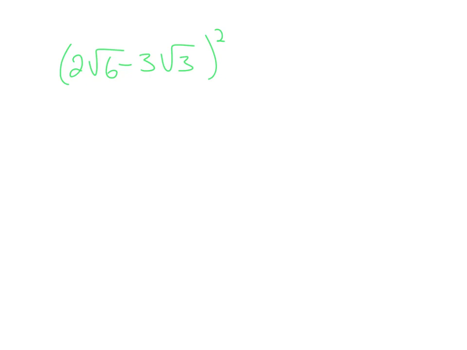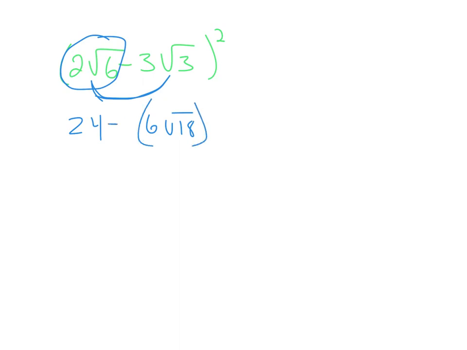All right, so we know that really it's going to be this term times itself, right? So root 6 times root 6 is 6, 2 times 2 is 4, 6 times 4 is 24. And then it's going to be these two multiplied times each other times 2. So that's going to be 2 times 3 is 6, root 18, and there are 2 of them. And then the last one is itself squared, so that's going to be negative 3 times negative 3 is positive 9. Root 3 times root 3 is 3. 3 times 9 is 27.